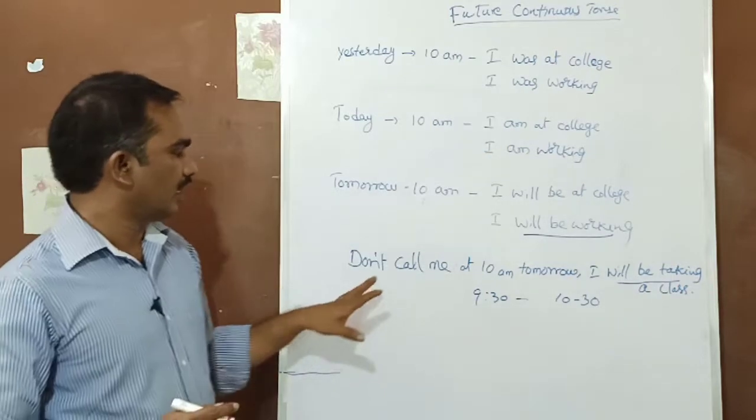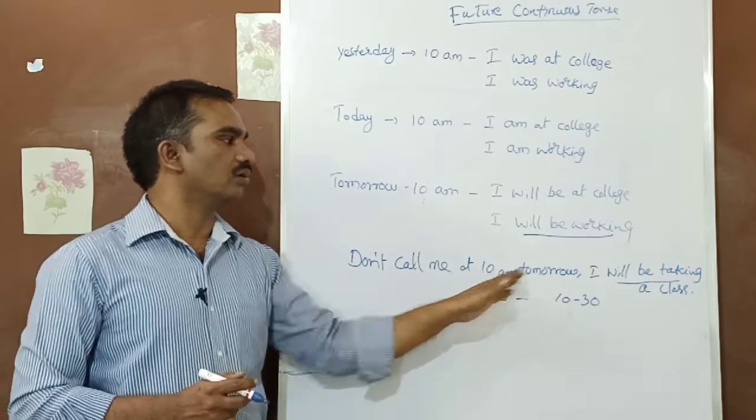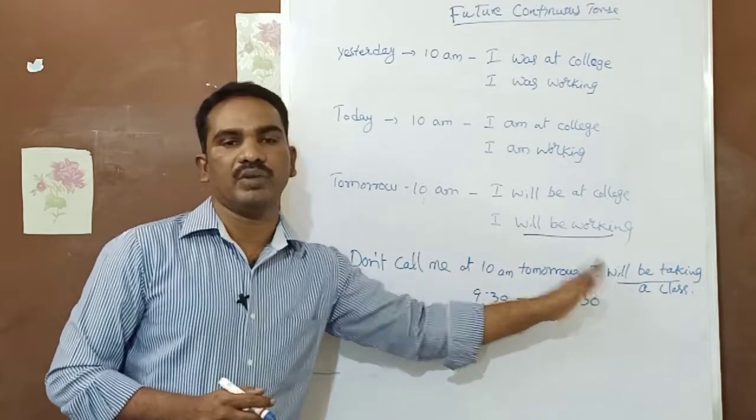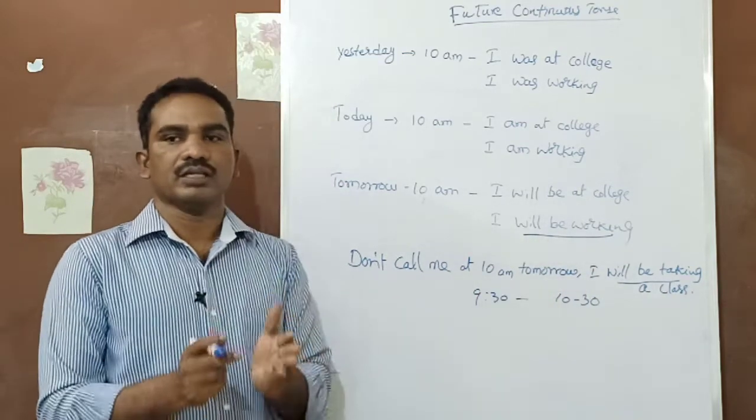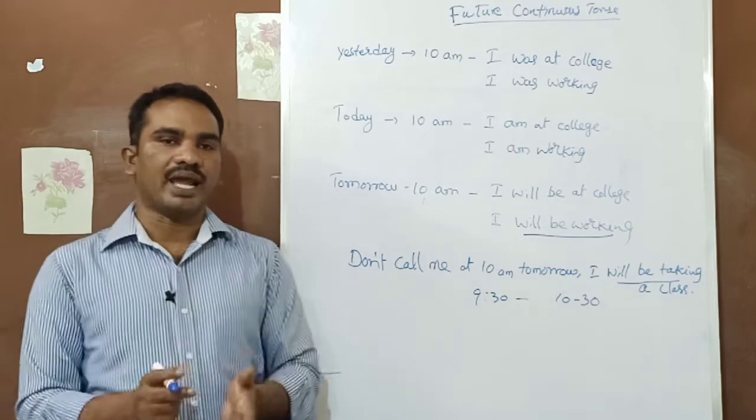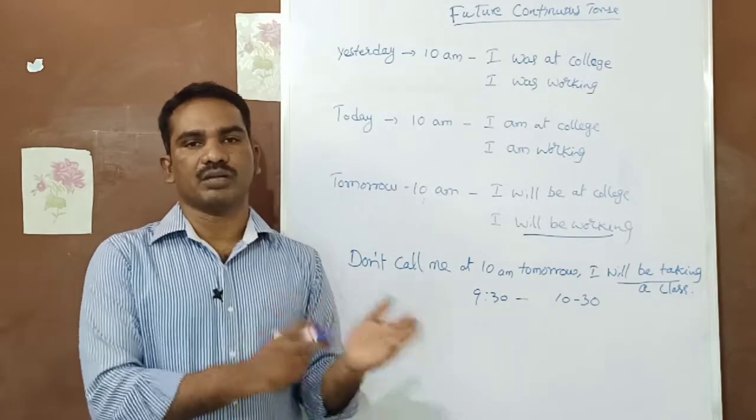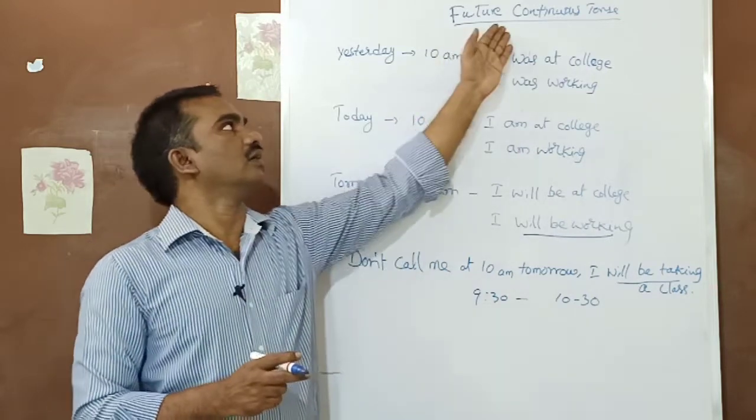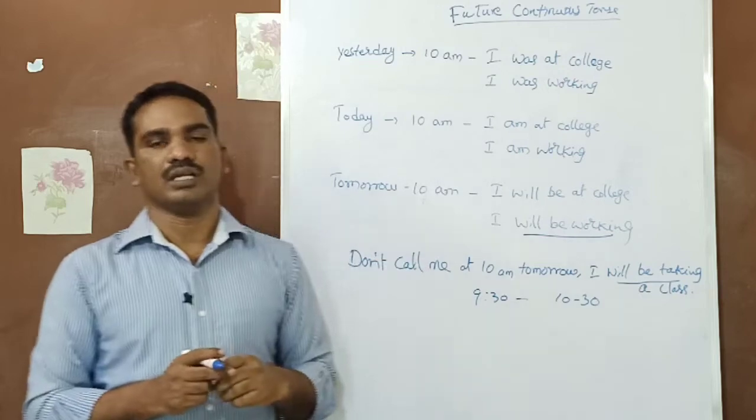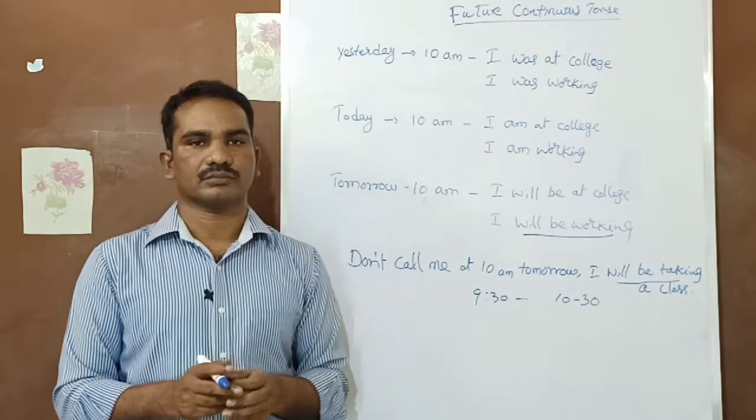So that's why I asked him not to call me at 10 o'clock tomorrow, because I'll be taking a class. I'll be teaching. Okay, so this means if some action is going to be in progress for some time in future time, that is called future continuous tense. Let's look at more examples, guys.